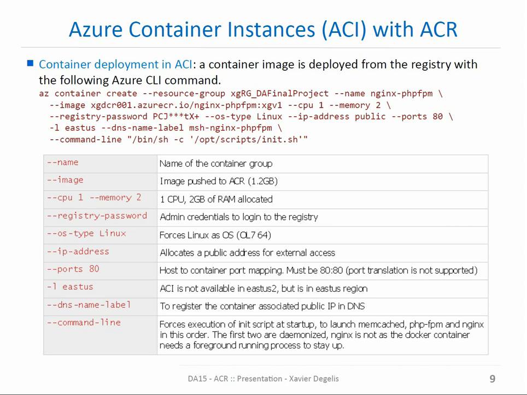Oddly, ACI is not available in East US 2, so we select East US as a region. The DNS name label is used to register the container associated with the public IP in DNS. And lastly, the command line is used to execute an init script as startup to launch, in this order, memcached, PHP-FPM, and Nginx. Please note that memcached and PHP-FPM are daemonized, but Nginx is not, as the Docker container needs a foreground running process to stay up.